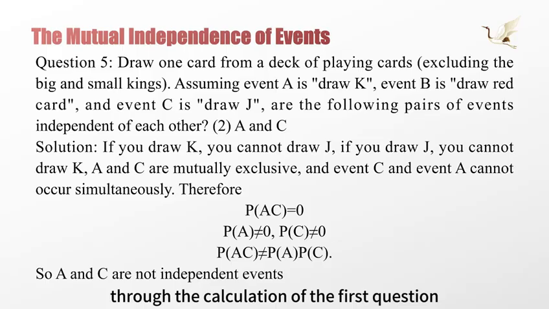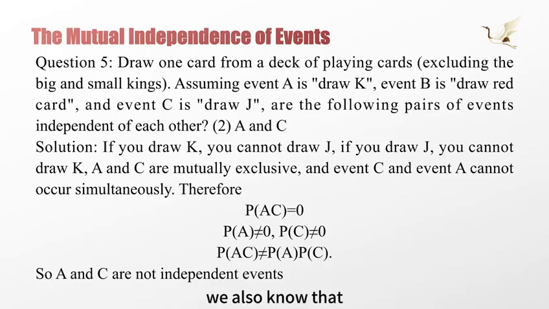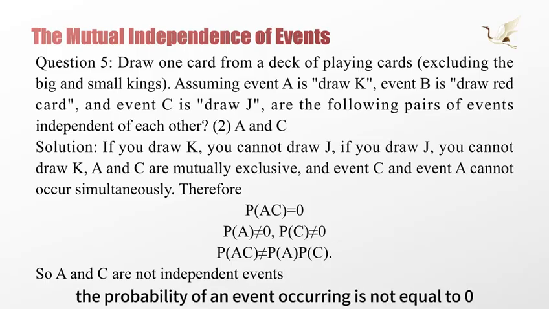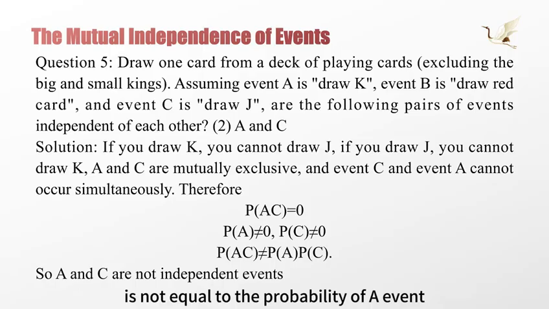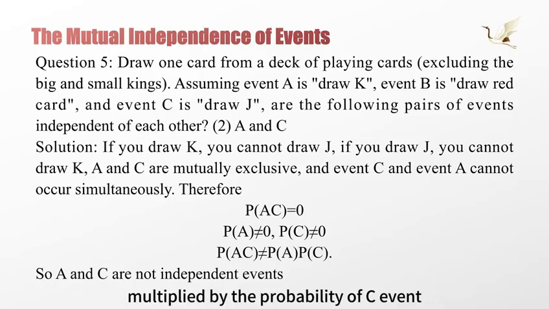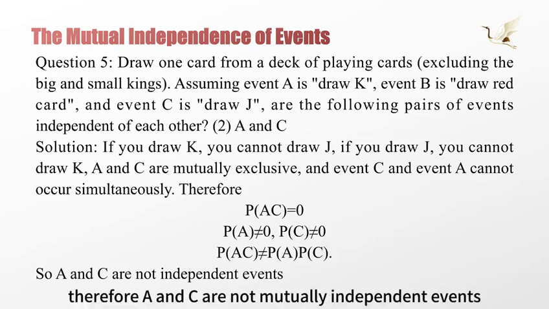Through the calculation of the first question, we also know that the probability of event A occurring is not equal to 0, and the probability of event C occurring is also not equal to 0. Therefore, the probability of AC events occurring simultaneously is not equal to the probability of event A multiplied by the probability of event C, which does not conform to the concept of mutual independence. Therefore, A and C are not mutually independent events.